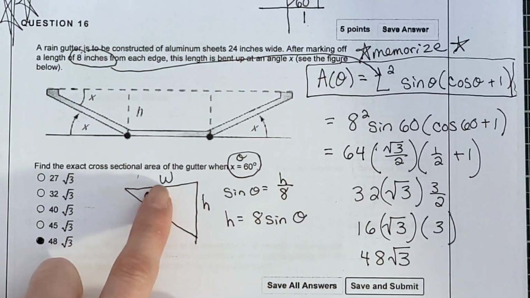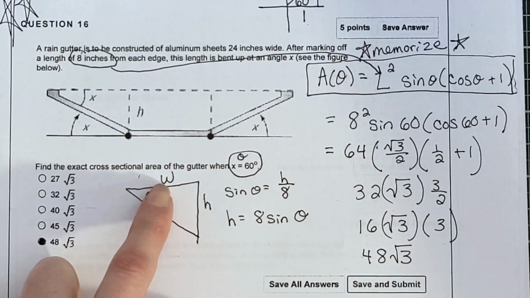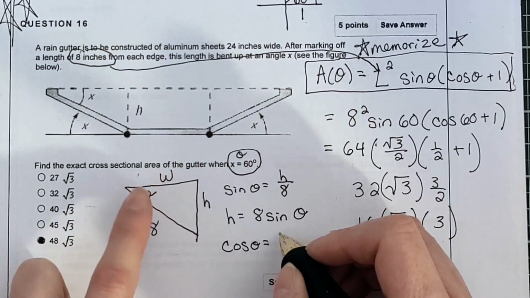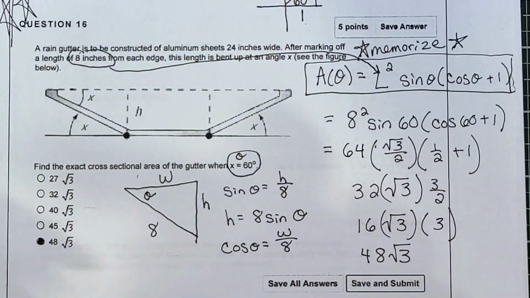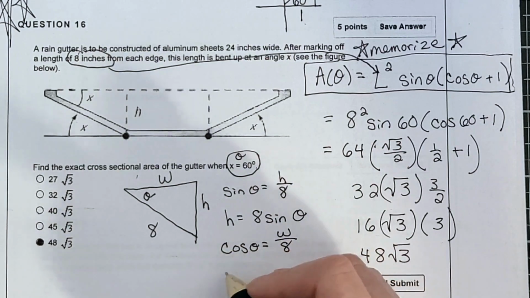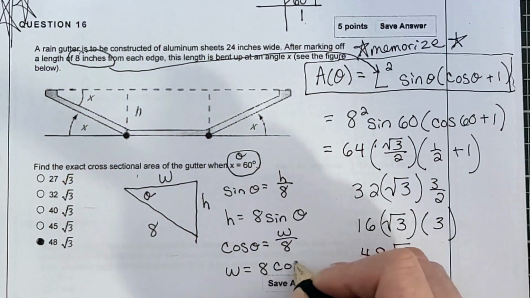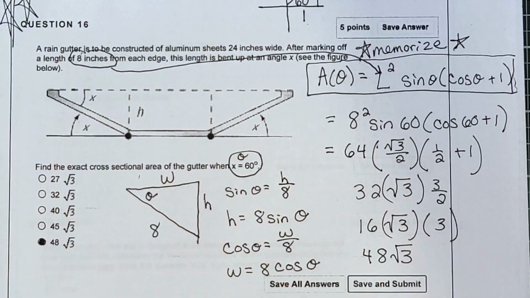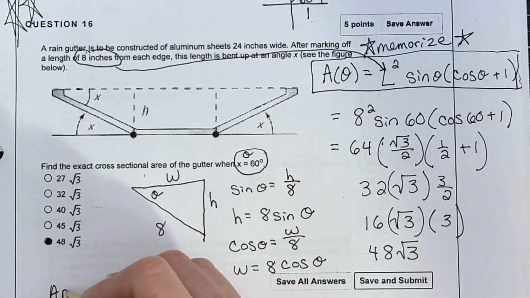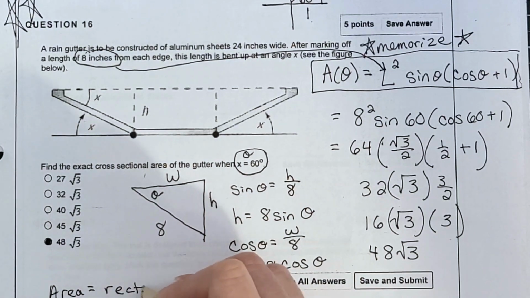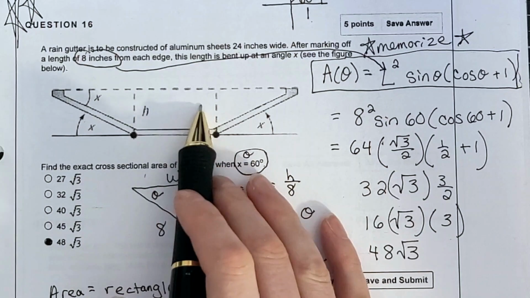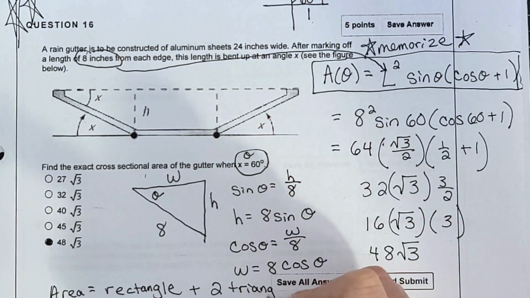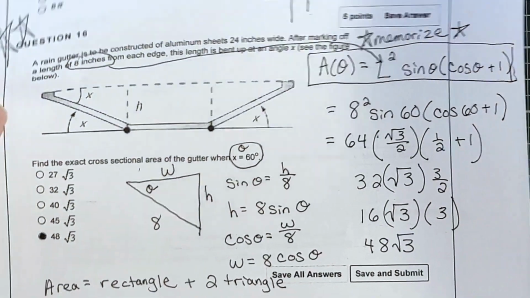Okay, now I need to solve for w. So w would be cos. So I would have cos of theta is going to equal the w over 8. And of course, I want to solve for w. So I would times both sides by 8. So w would equal 8 cos of theta. Okay. So that's going to give you the triangle. So our formula for this is going to be area is equal to the rectangle. So that would be your rectangle here in the middle, plus I have 2 triangles. So plus 2 triangles. So like I said, you would be generating this each time on the test.